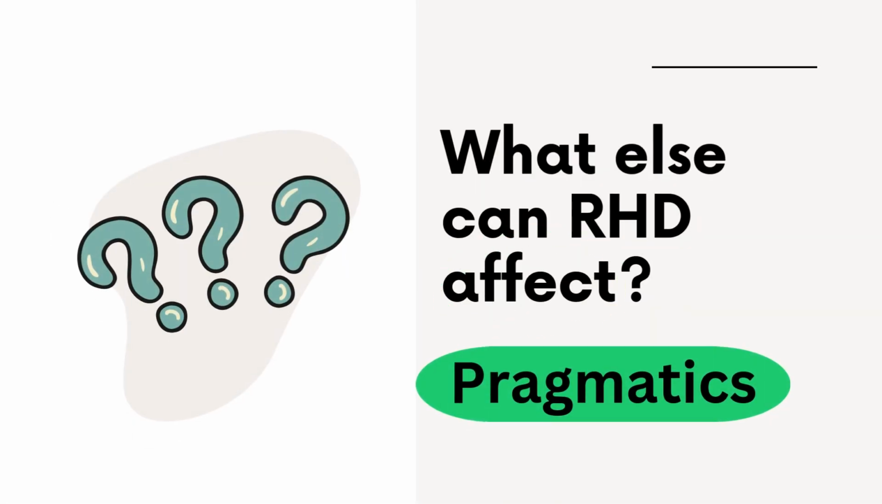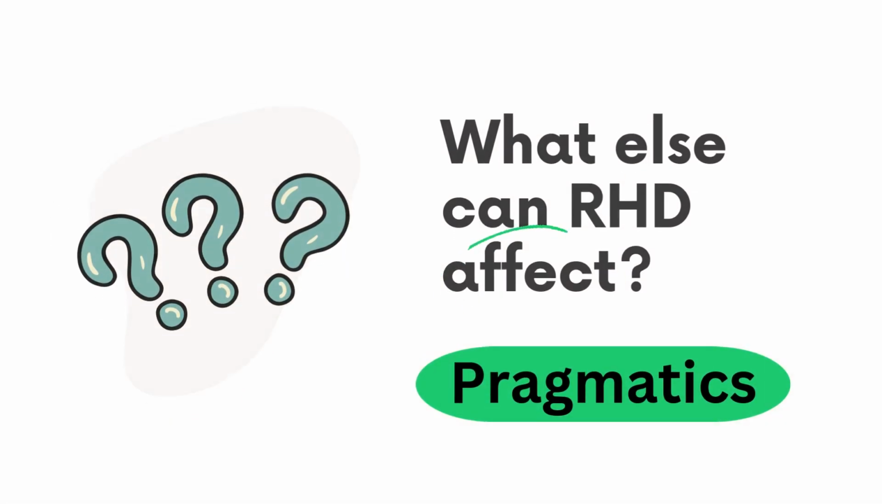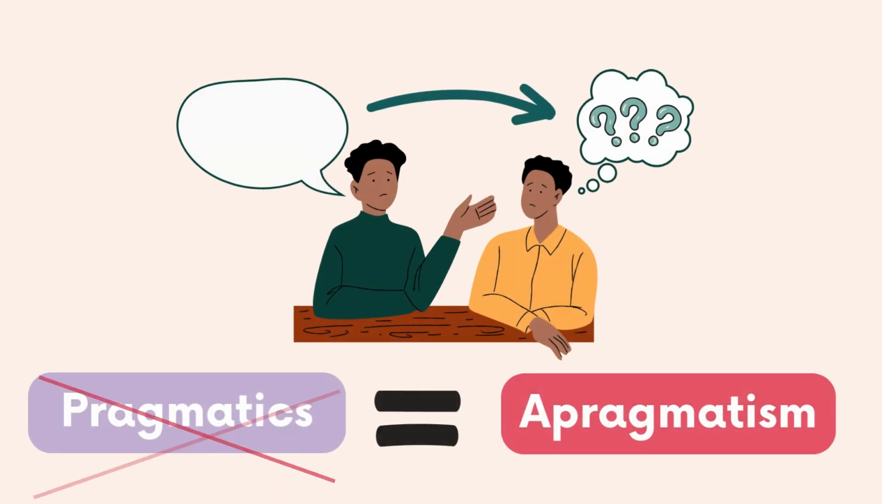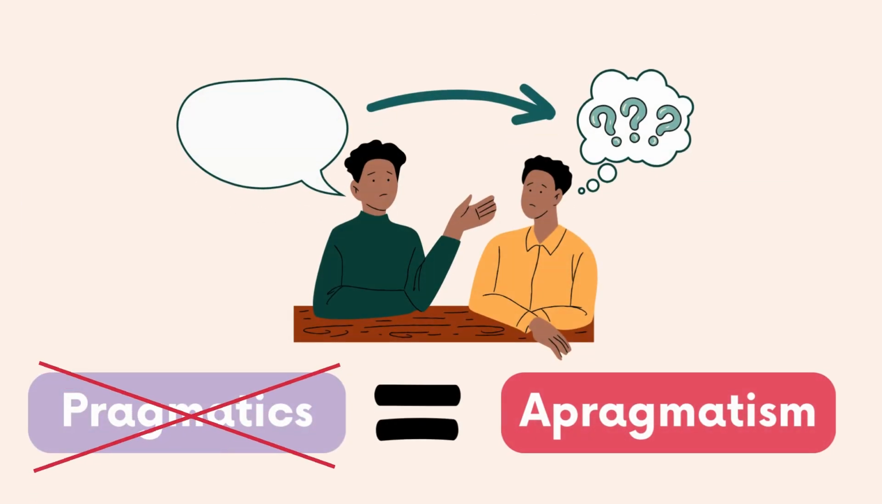People with RHD can also have difficulty with pragmatics. The RightHemisphere.org provides a lot of information about the impacts of RHD. They define pragmatics as the abilities that can change a communication style based on the environment or the person that you're talking to. Included in pragmatics are facial expressions, word choices, intonation, social rules, and body language. Impacts to pragmatics can cause difficulty with understanding and expressing the meaning of a message.